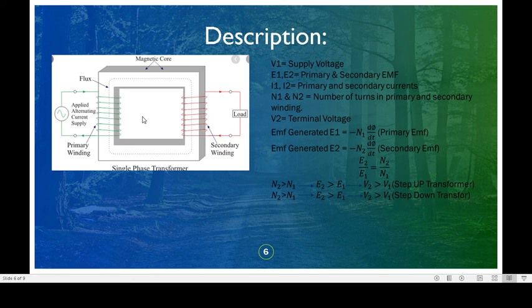If the number of turns in the primary winding is greater than the number of turns in the secondary winding, then according to Faraday's law, the induced EMF is proportional to the number of turns if the flux remains constant. Therefore, the induced EMF in the primary winding would be greater than the induced EMF in the secondary winding, and so the supply voltage will be greater than the terminal voltage. By transferring from the primary winding to the secondary winding, the voltage is lowered. That is, the voltage is stepped down. That is known as a step down transformer.